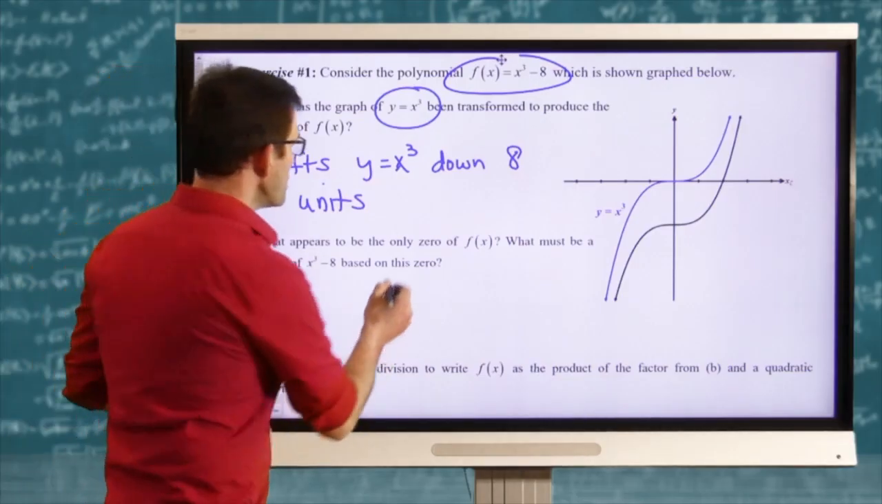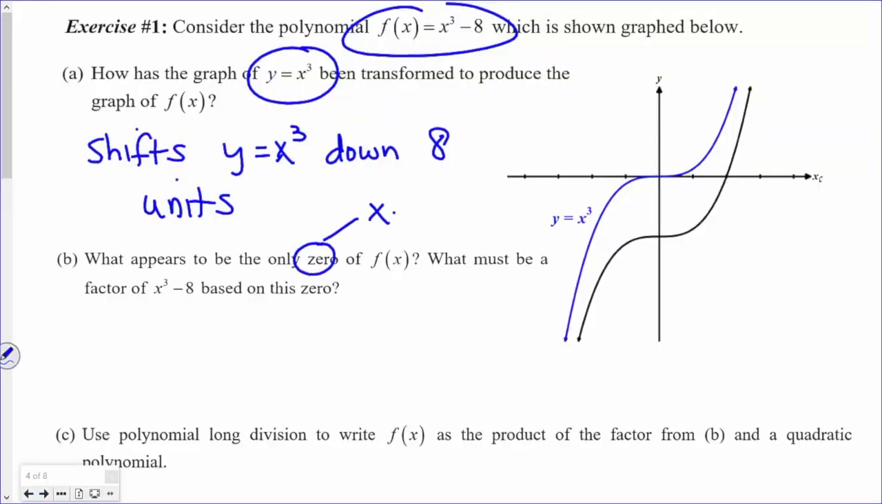Well, zeros are just another name for x-intercepts. And right here is the only x-intercept of that graph. And it appears to be at x equals 2.